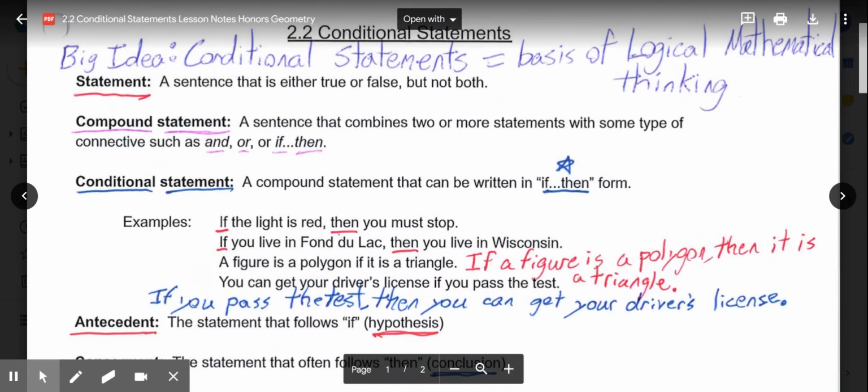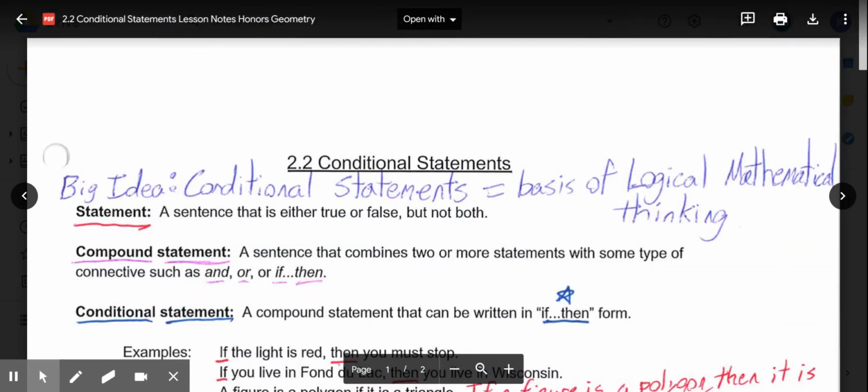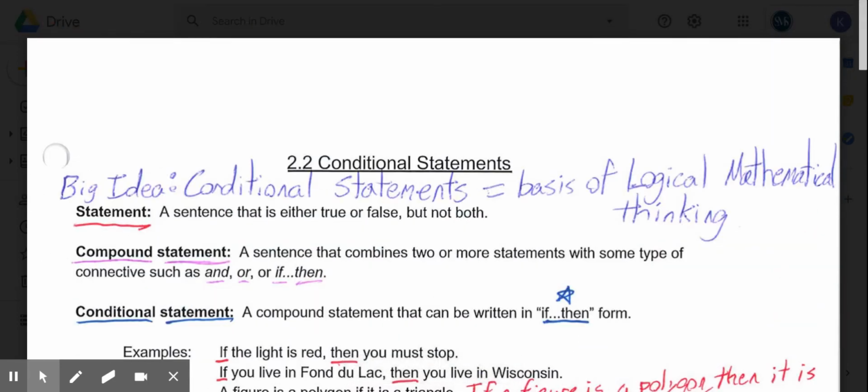But again, the main idea of this lesson is that conditional statements start to lay the foundation, or the basis, of all our logical mathematical thinking.